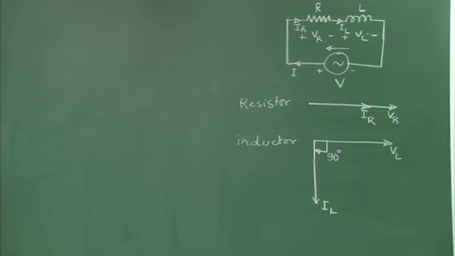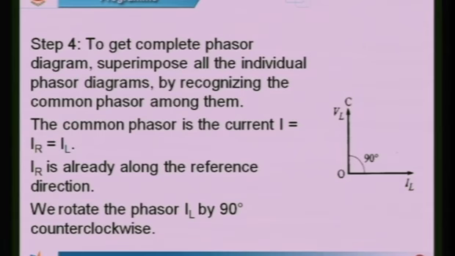Now, if you see the circuit, the resistor and inductor are both connected in series. So for a series connection, we have the common parameter as the current.